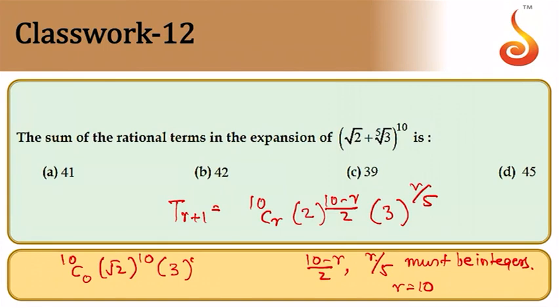So what are the possibles? Possible value is 10C0, root 2 to the power 10 if you put r equal to 0. This is one possibility, into 3 to the power 1 by 5, this is nothing but 0. Another possibility is 10C10 and root 2 to the power 0 and 3 to the power 2. So these two are possible. When you add it up, it comes out to be 41. Option A is correct.